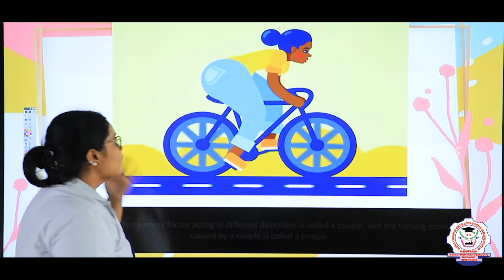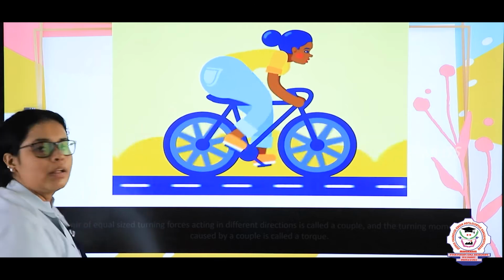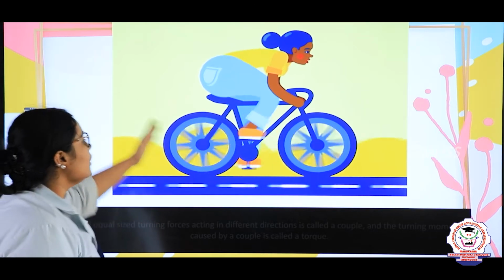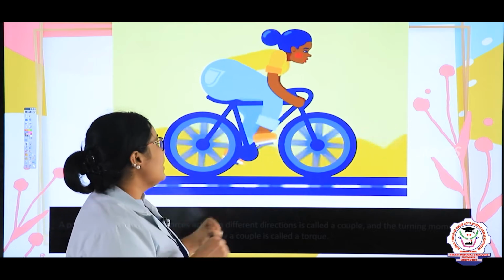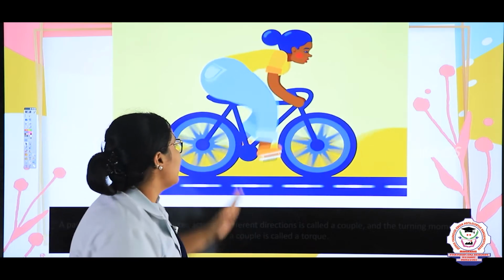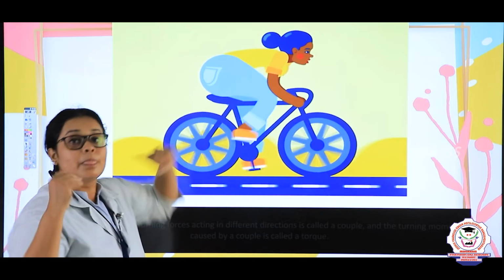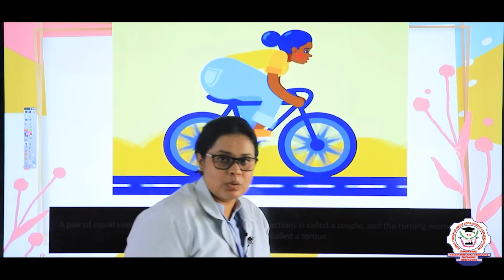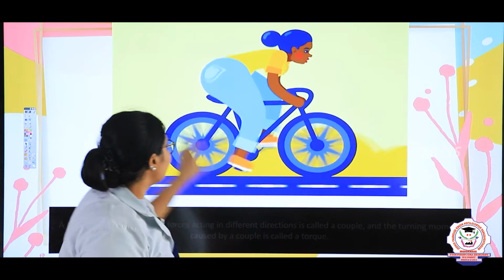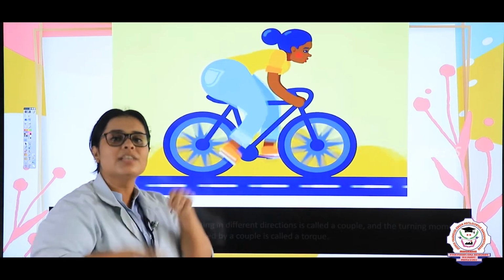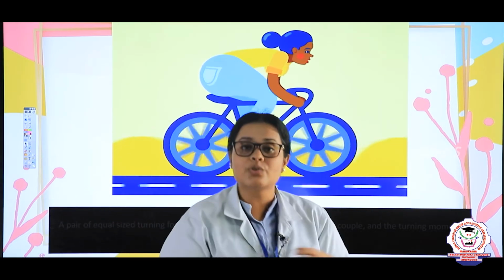Now see here children, what is happening? Here you can see that a girl is riding the cycle. When she is riding the cycle, you can see that she is putting the perpendicular force, right? She is putting force down. That means if the wheels are very big, even if she is putting less pressure, because of the higher diameter, they will move easily. But in the same example, if the wheels are very small, she has to put more force, more pressure to turn it.